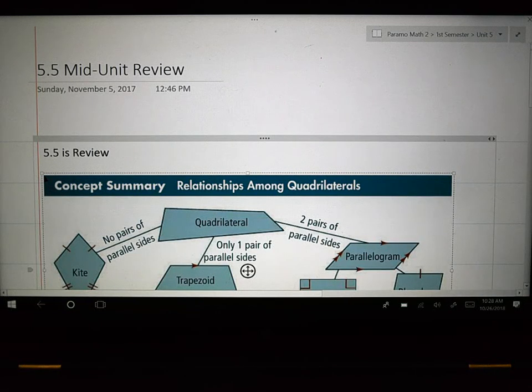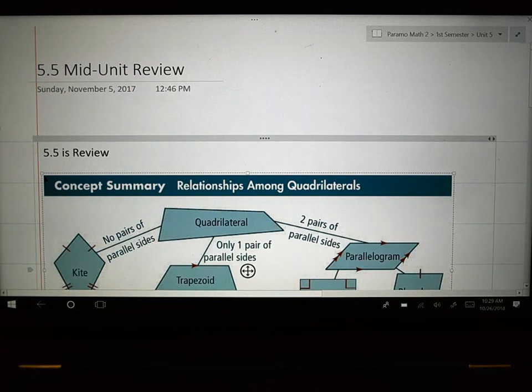In 5.5, what the authors of these worksheets finally decided to do was, hey, let's start quizzing them and seeing if they know all the stuff they're supposed to know halfway through the unit. I really, really like it.